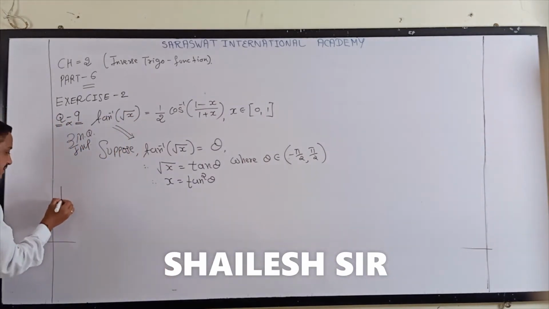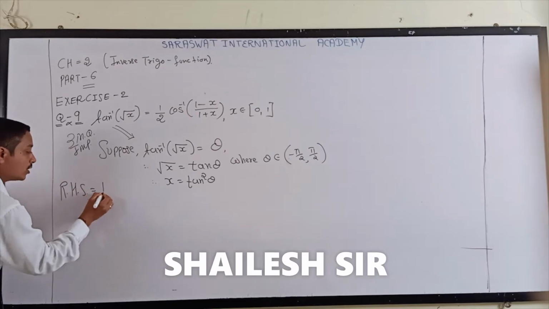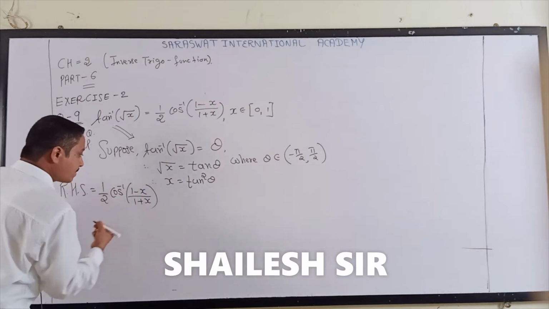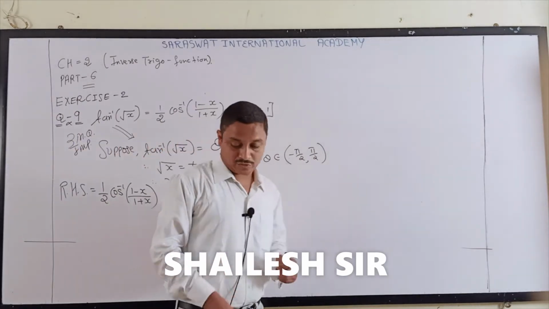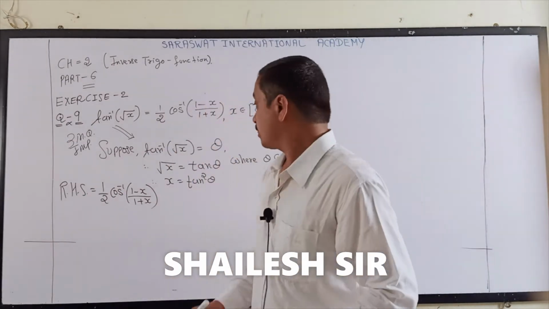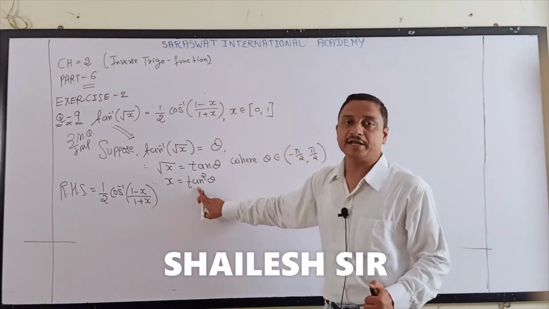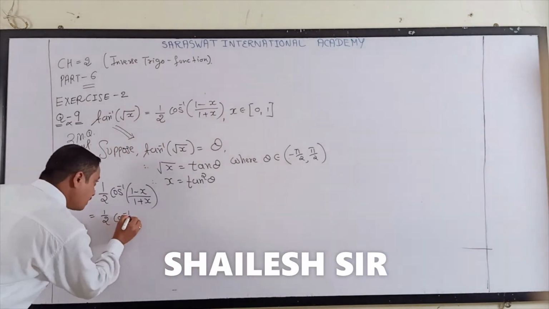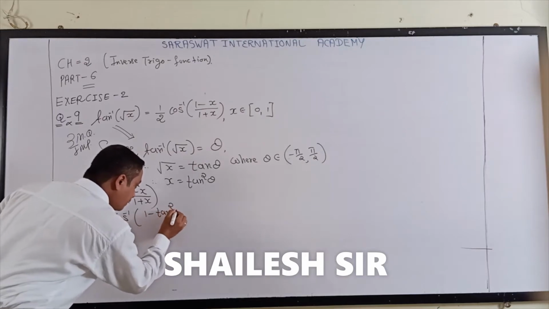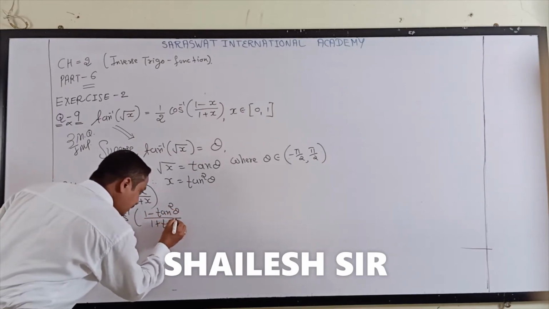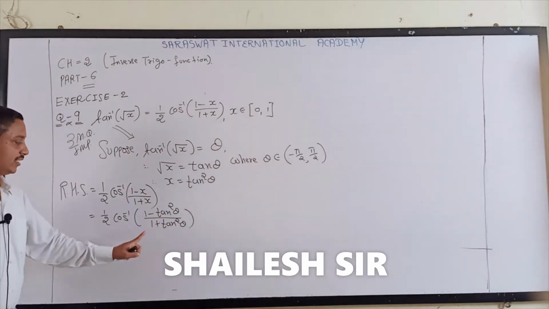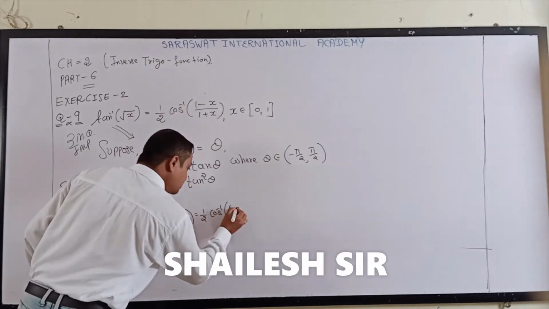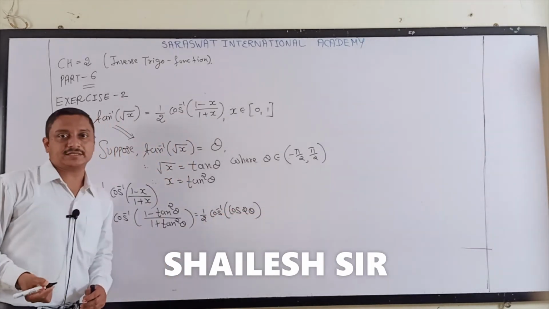So now I start my RHS. Half cos inverse (1 minus x)/(1 plus x), and this x value, tan square theta, putting inside. So here 1 minus tan square theta over 1 plus tan square theta. Finally, this formula students, you know very well. How much? Yes, cos 2 theta.